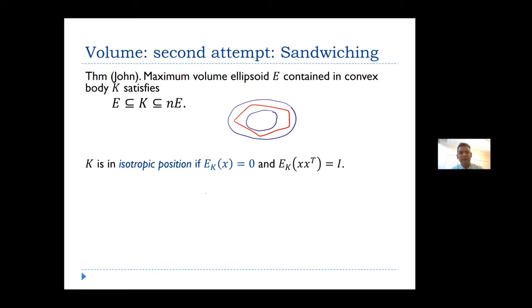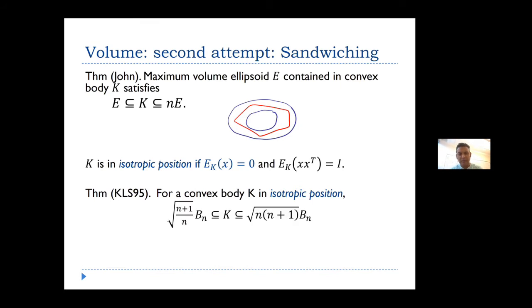And this is the ellipsoid obtained from the covariance matrix. So the following definition will be useful. We'll say that a distribution is in isotropic position if its mean is zero and its covariance is the identity. So for a convex body in isotropic position, which means I've transformed the set so that the mean and covariance are zero and identity respectively, there is always a ball of radius slightly larger than one contained inside it, and a ball of radius slightly larger than square root n that contains it. So it's exactly the same sandwiching ratio.